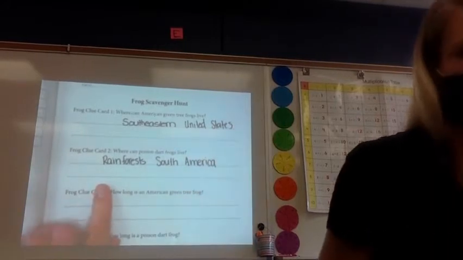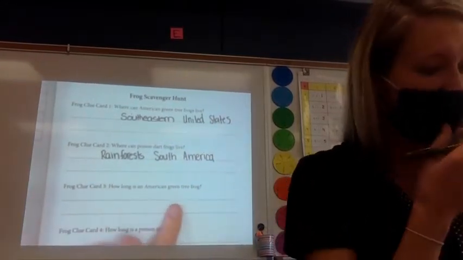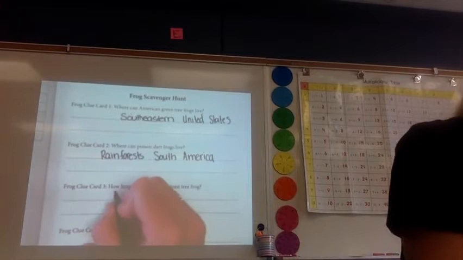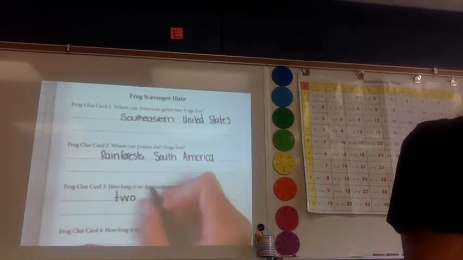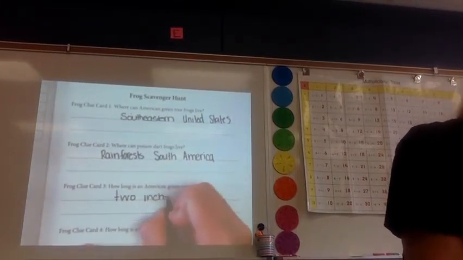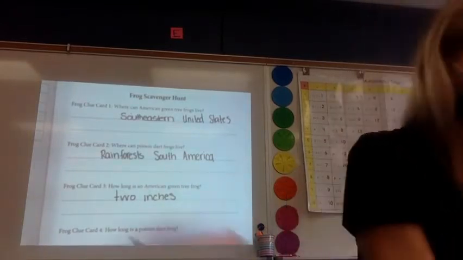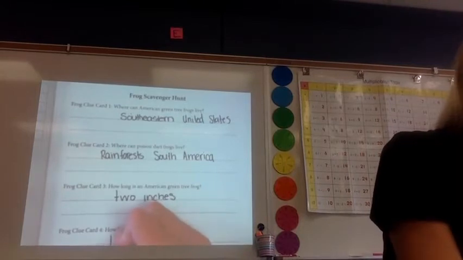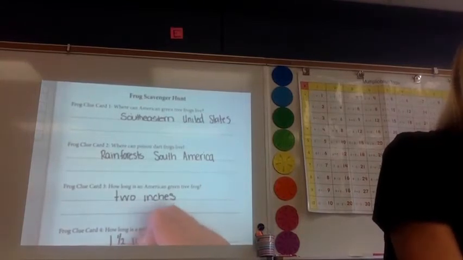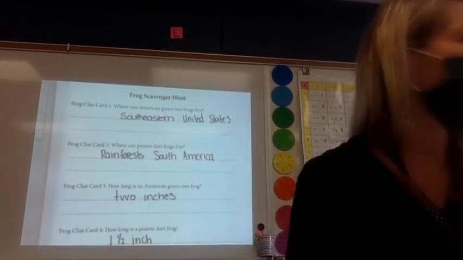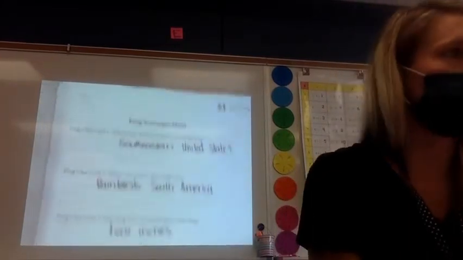I'm writing fast, so it's not beautiful. How long is an American green tree frog? 2 inches. How long is a poison dart frog? Inch and a half. Right there. I put 1.5 inches long. Good. Sit down, Griffin.